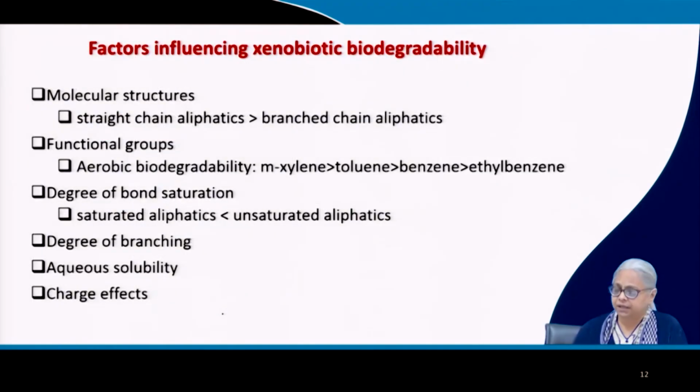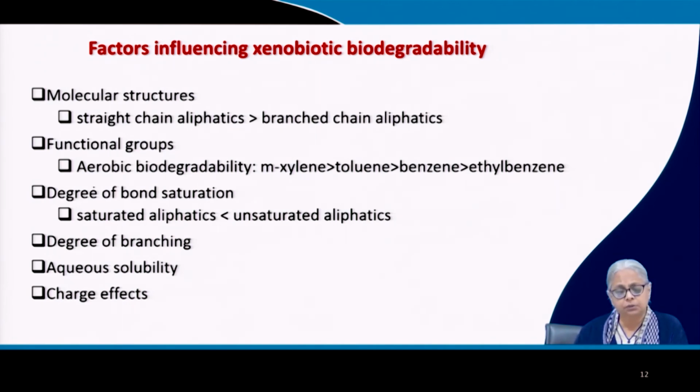What are the factors that influence xenobiotic biodegradability? The first thing is the molecular structure. If you have a straight chain aliphatic compound compared to a branch chain aliphatic, remember I showed you examples of starch, cellulose and glycogen. Starch and cellulose are straight chain aliphatics and they are much easier to degrade. Starch is the easiest, cellulose slightly more difficult, and the branch chain compound even more difficult.